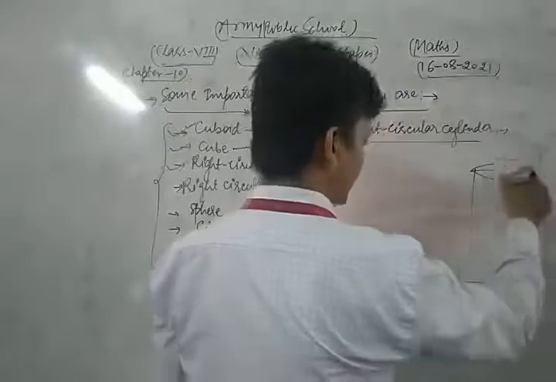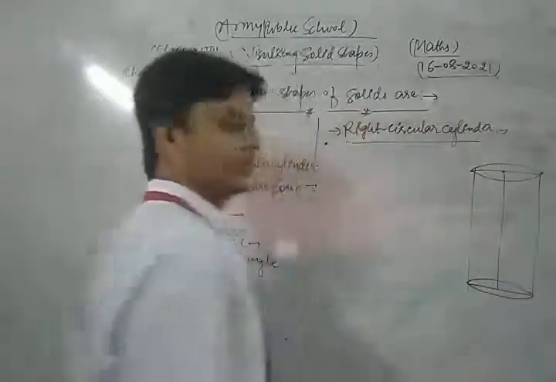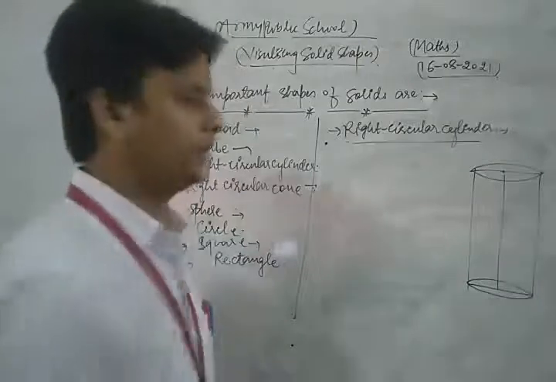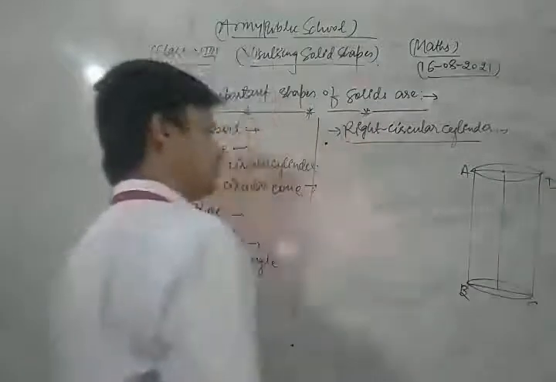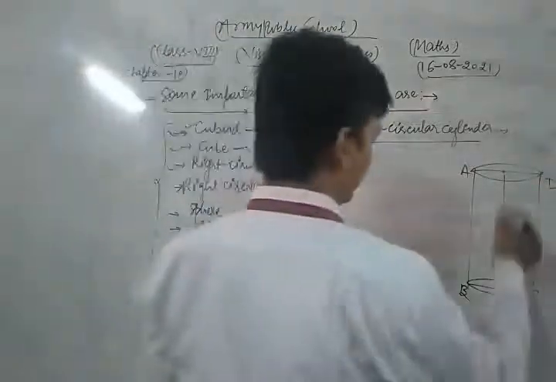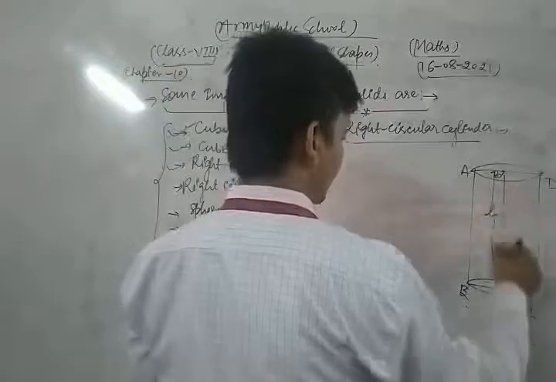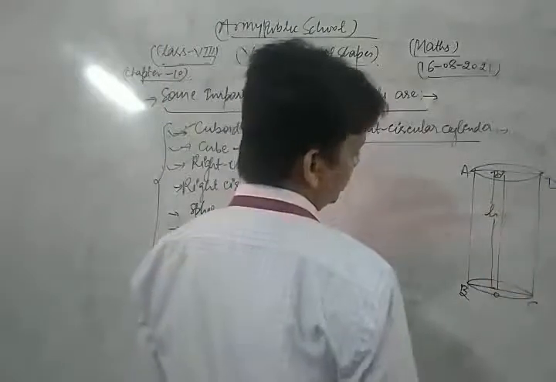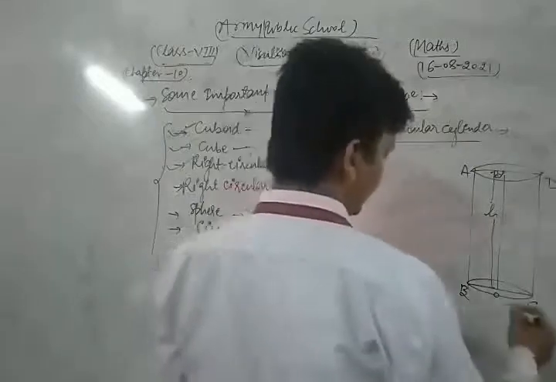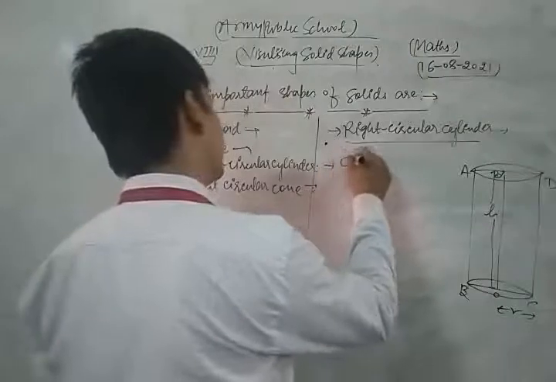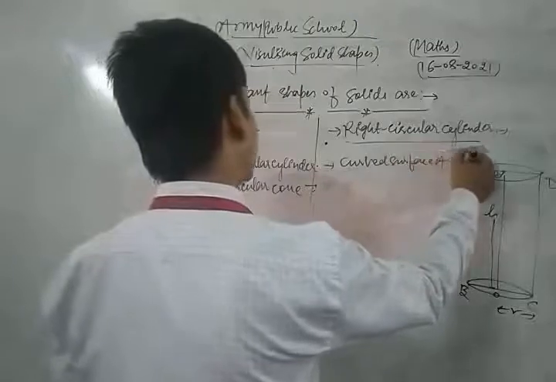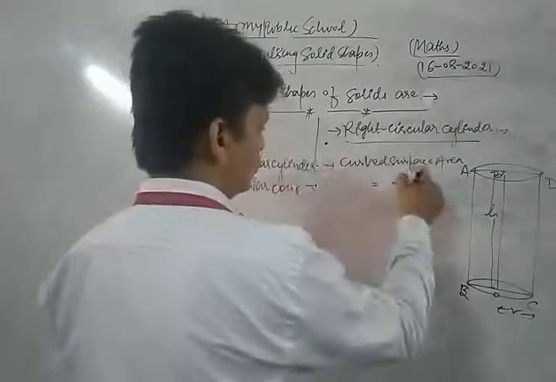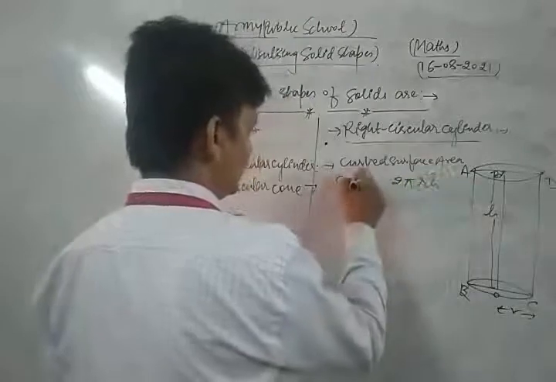In a right circular cylinder, the base and top are in the shape of a circle. Okay, so here let's see A, B, C, D, and let us say O and O dash with us. This is h, the height of the cylinder, and r is the radius of its base. Then the first formula is the curved surface area. The curved surface area of the cylinder is 2 pi r h. This is CSA, the curved surface area.